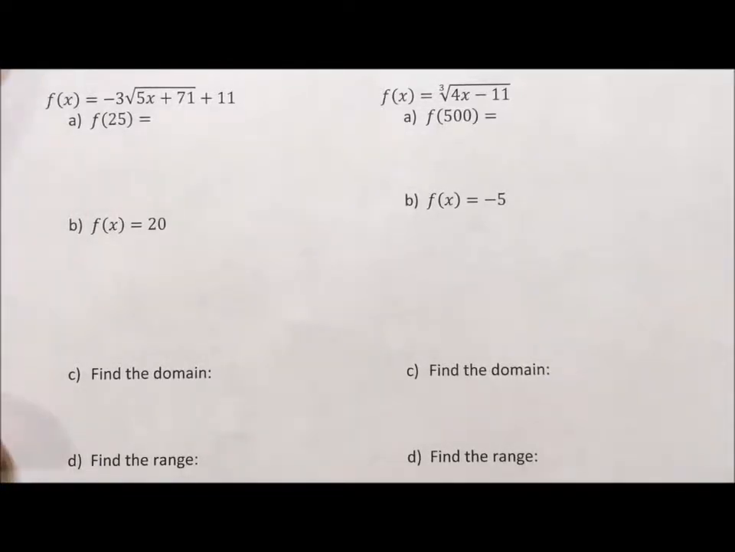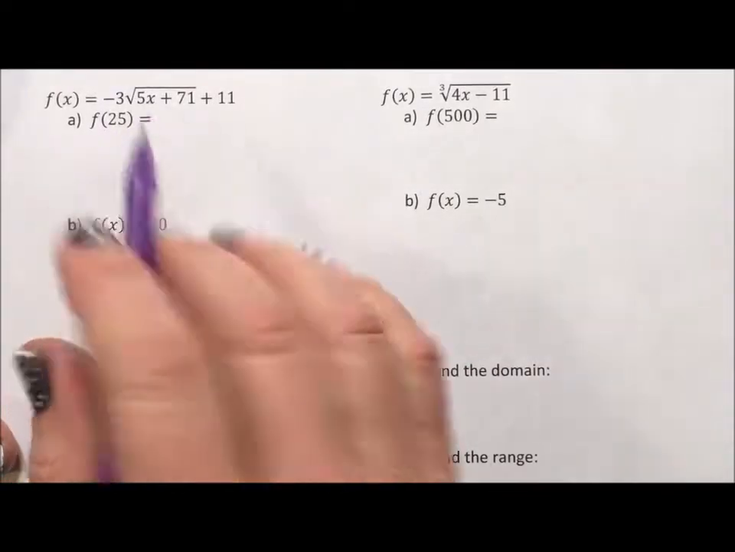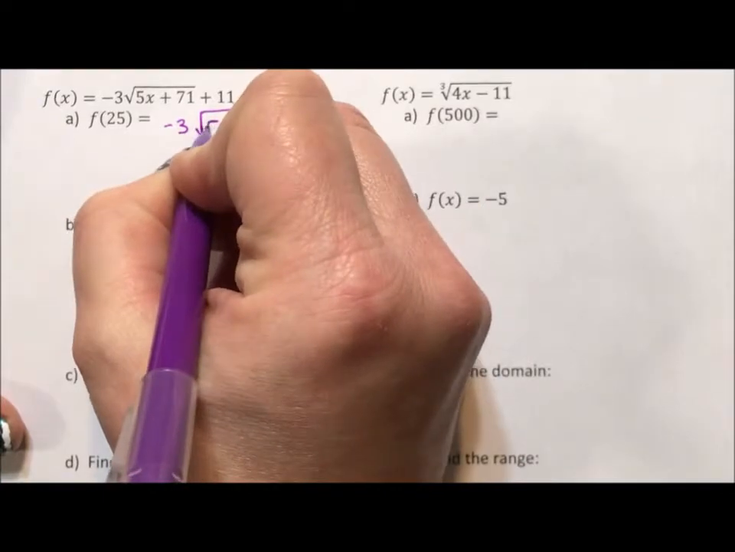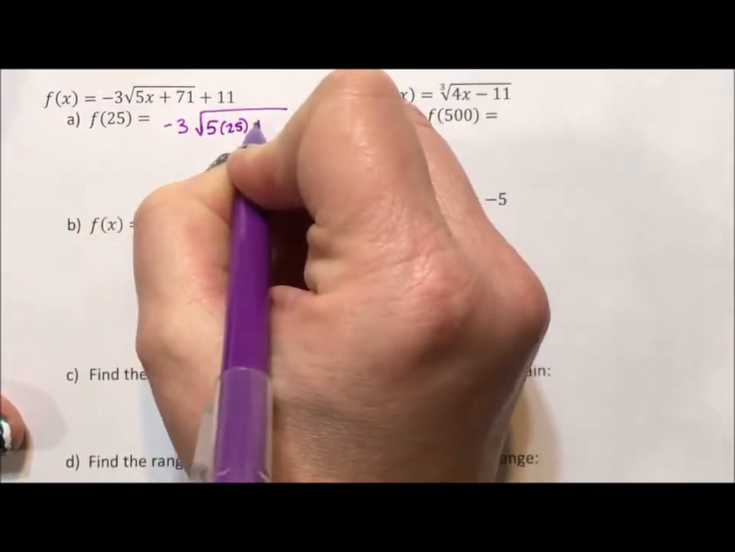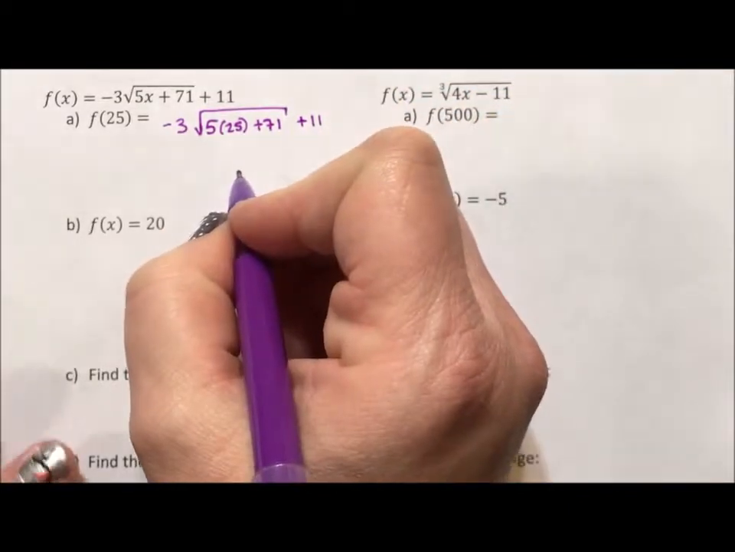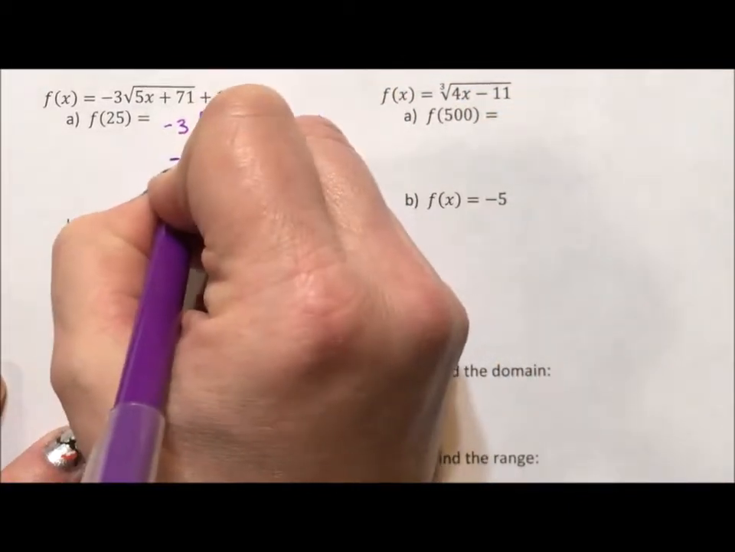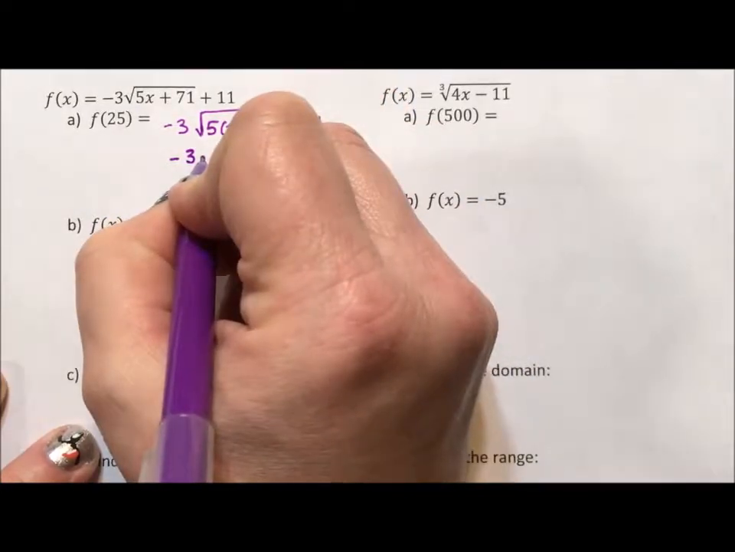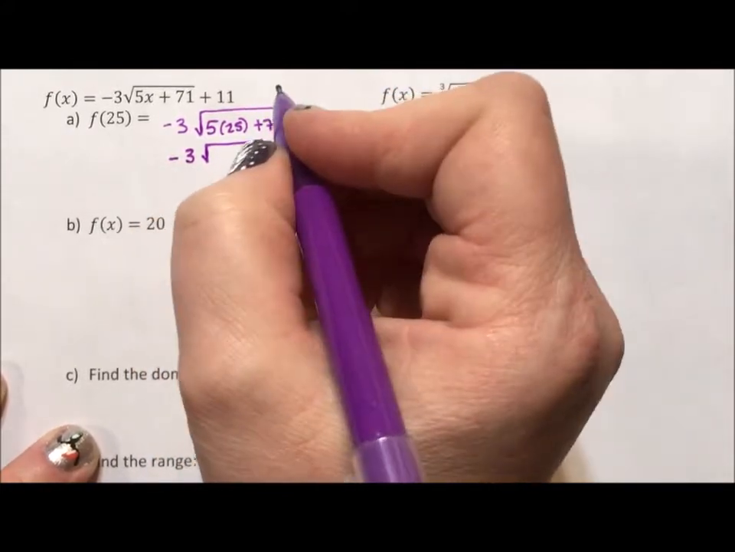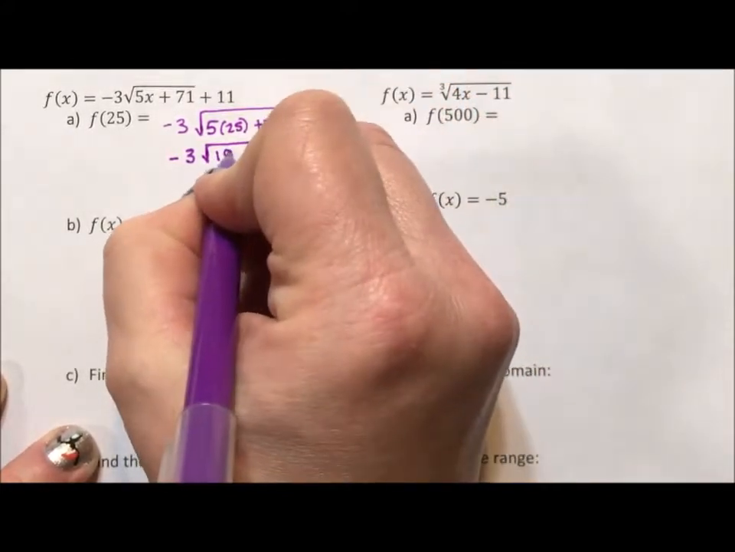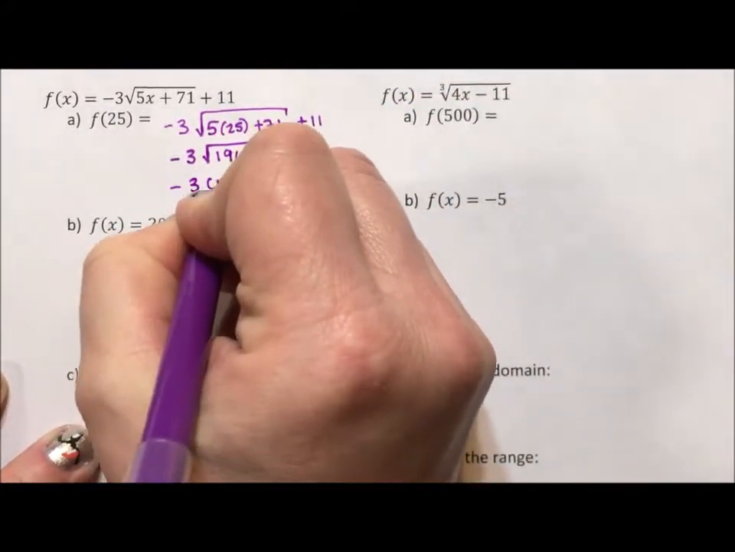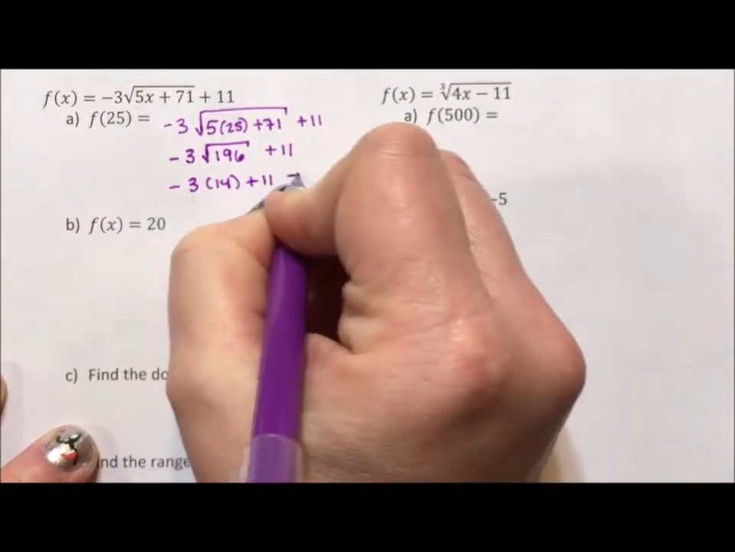Okay, so for this first one, what I want to do is put 25 in for x. So I have negative 3 times the square root of 5 times 25 plus 71, plus 11. All right, so if I start playing with these numbers, 125 plus 71 is 196, which of course is 14. So this is negative 31.